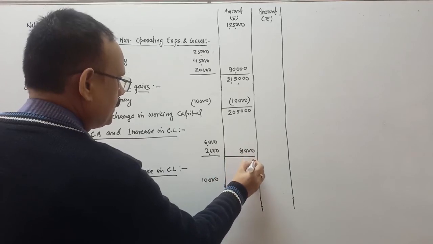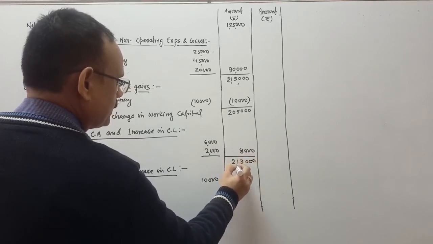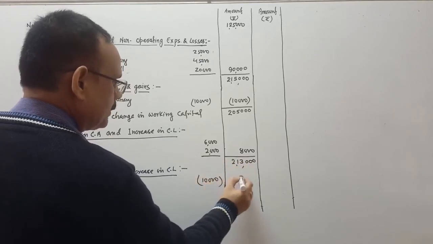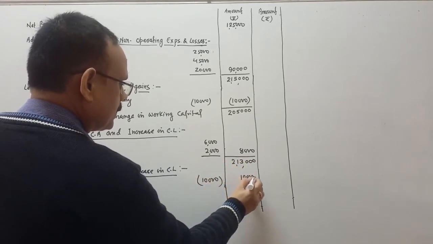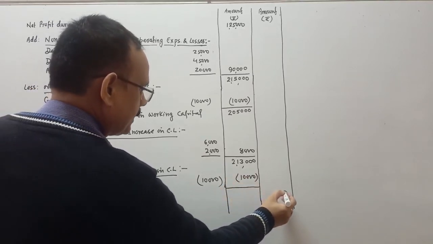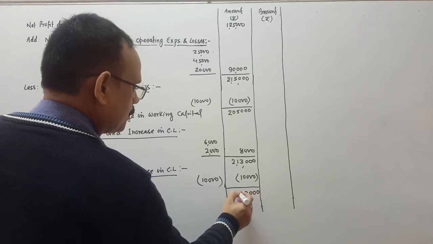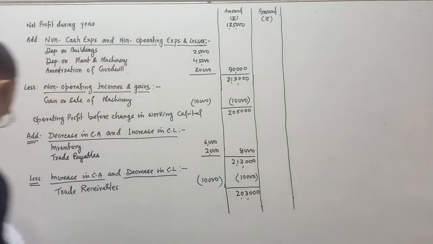After addition, this figure is 2,13,000, and this one we will deduct, 10,000. We will do the deduction. After deduction, the figure is 2,03,000.